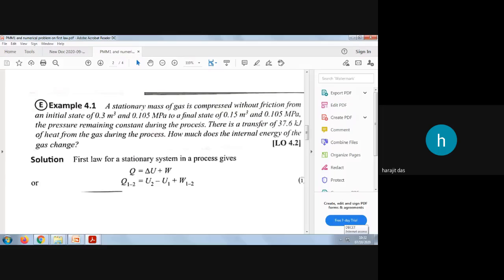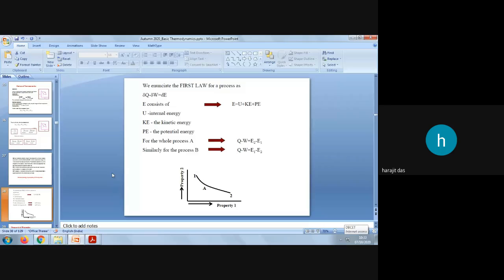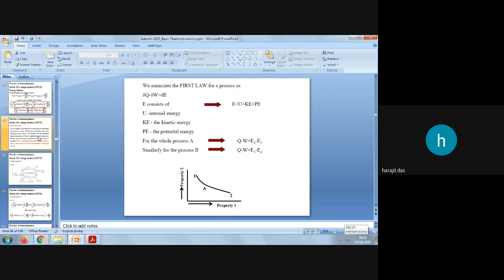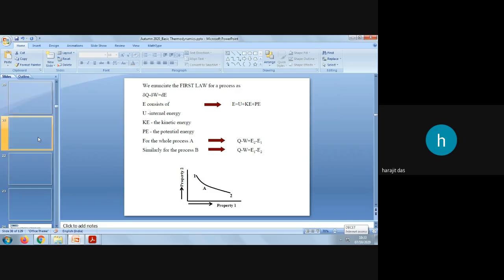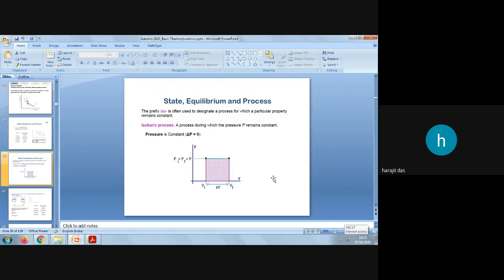I have told you that in any process there may be an interaction of energy. That energy can be work energy, or that energy can be heat energy. So this is one thermodynamic process, just like this process. Here the pressure is changing, but in our problem the pressure is not changing. You can take this example, a constant pressure process.